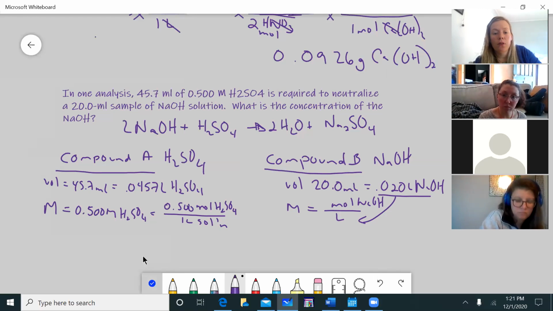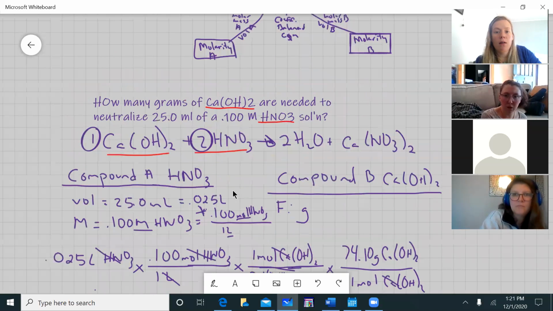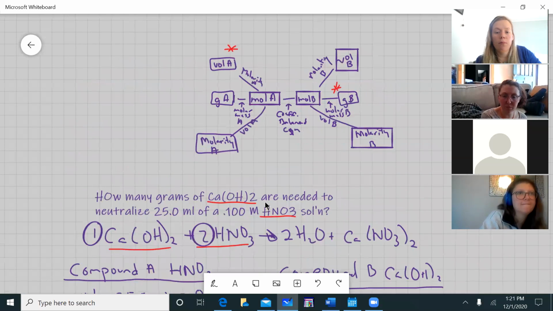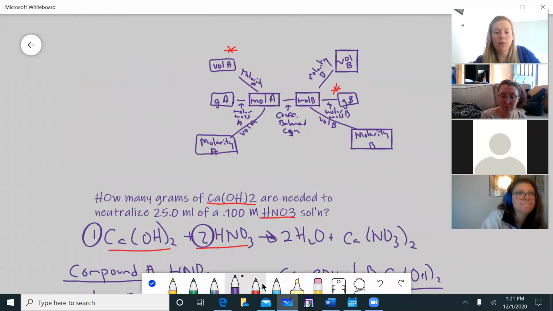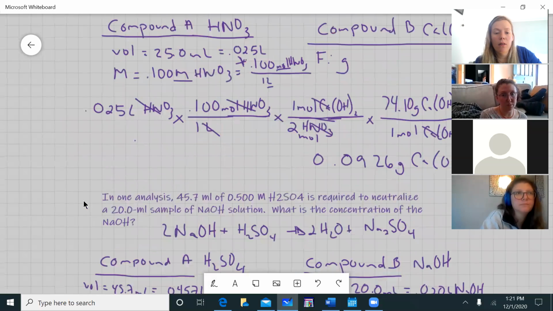When looking at our flow chart up top here, we are taking this route. So we have volume of A, and we want to find molarity of B. So we're going down, over, and then down. So let's get started with our volume A.